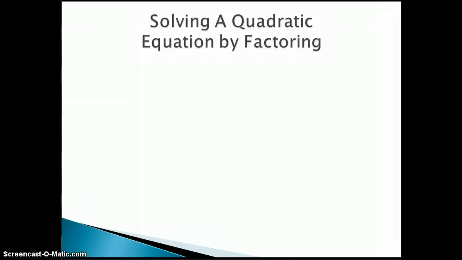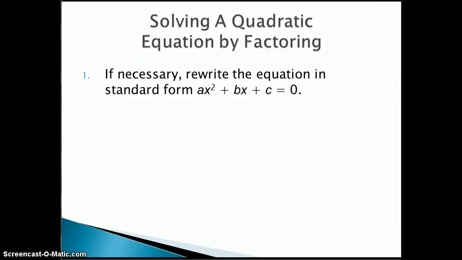So let's go over the steps of how to solve an equation by factoring. So first of all, if necessary, rewrite the equation in standard form, which remember is ax squared plus bx plus c equals 0. In other words, you want to move all the terms to one side, which leaves a 0 on the other side. And then you also want to make sure the terms are ordered with the x squared term first, and then the x term in the middle, and then the constant term last, so that it's all ready to be factored, which is our second step.